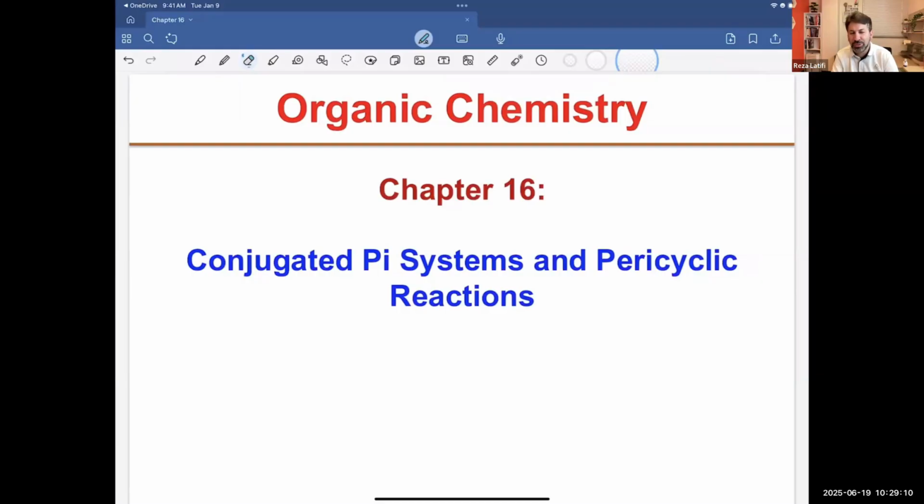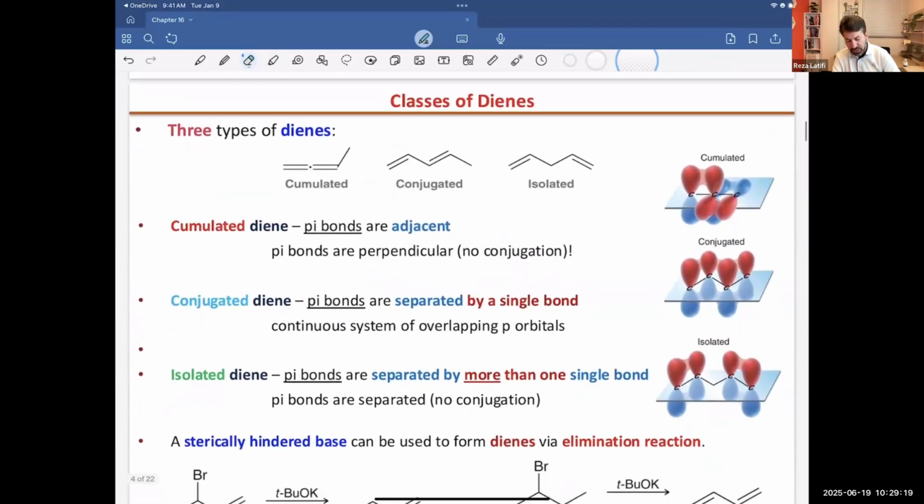In this lecture, we will start a new chapter, and it's going to be conjugated pi systems and pericyclic reactions. We'll start the discussion by talking about dienes. Dienes are compounds that have two double bonds, and that's the reason we say diene. Di stands for two, and ene stands for a double bond.